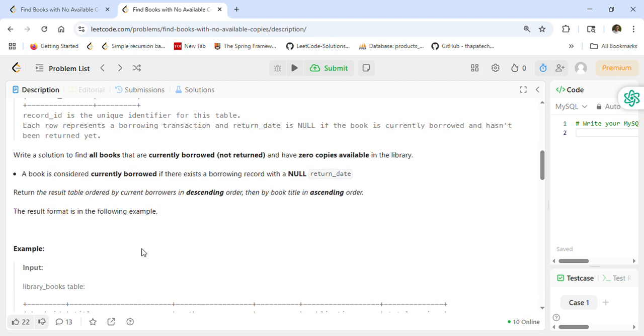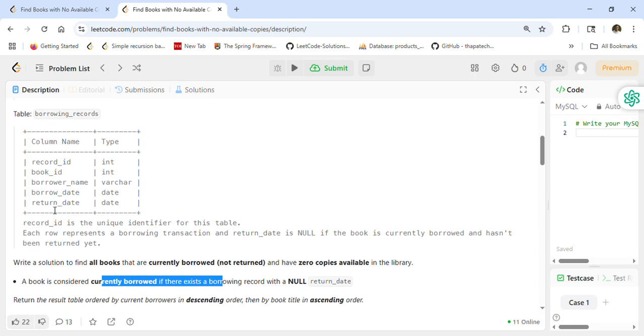Now here is the question. Write a solution to find all books that are currently borrowed and not returned and have zero copies available. It means that the book is not available right now, because people have already borrowed all the copies. A book is considered currently borrowed if there exists a borrowing record with a null return date.